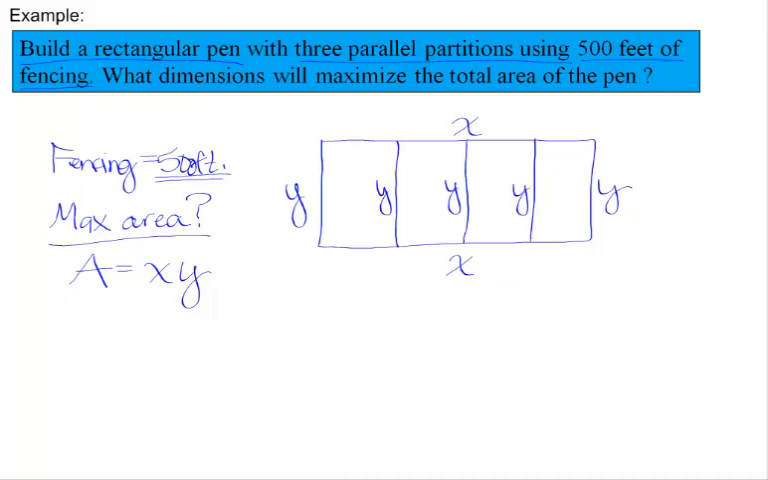So I know that. How can I use 500 feet of fencing? Well, isn't that the perimeter of all of those rectangles? If I add them together, isn't the perimeter, which is 2x lengths plus 5y lengths, doesn't that have to be 500 feet? So I want you to notice something.